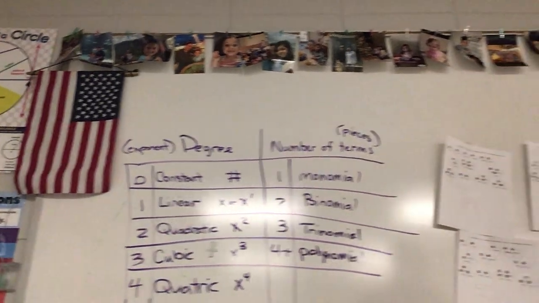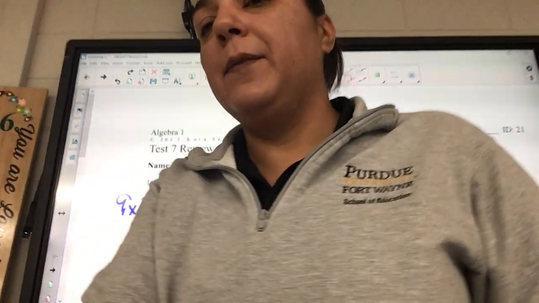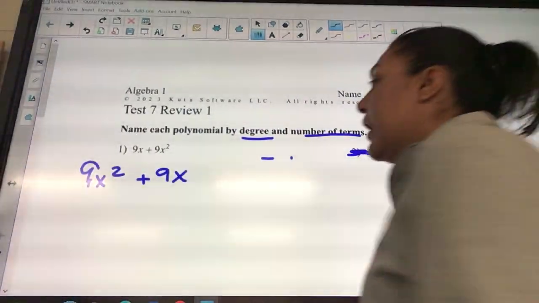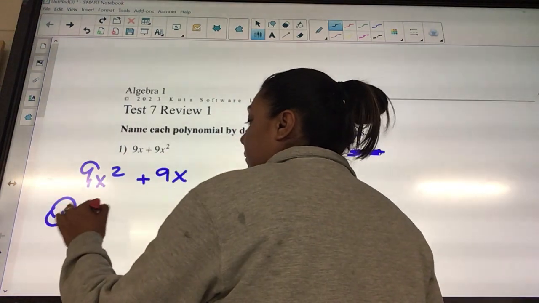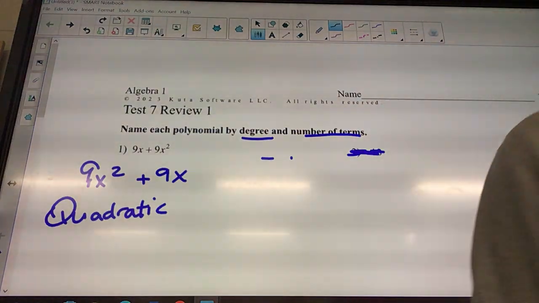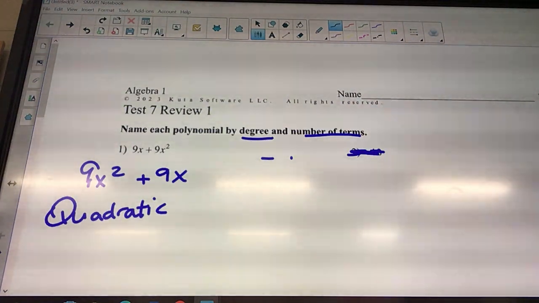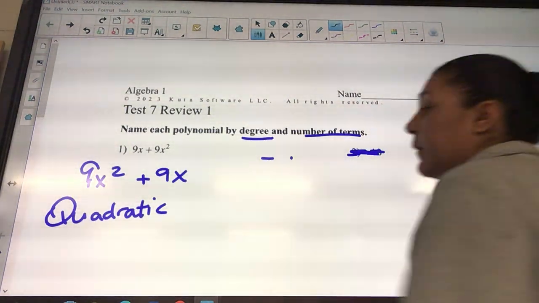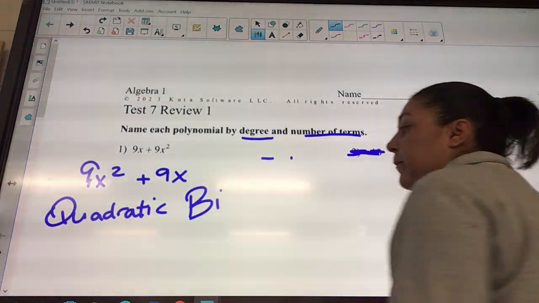So what is the highest degree up here? What is the highest exponent? 2. So what is that going to be? It's going to be a quadratic. How many pieces are there? The number of terms. There are 2. So what is that? That's a binomial.